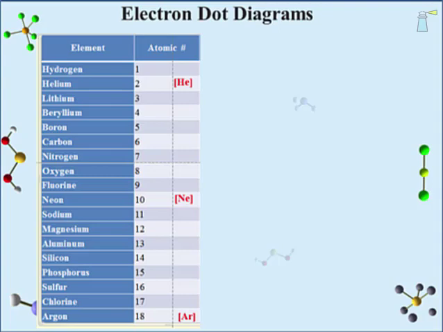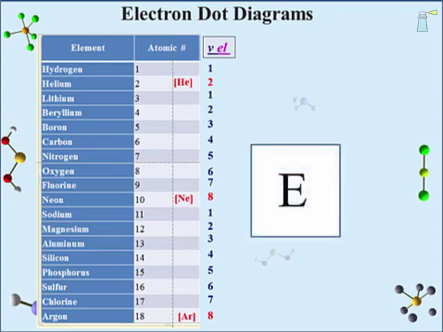Listed here are the first 18 elements by atomic number. Added is a column that gives the number of valence electrons for each element. Every dot structure will start with the element symbol. We will use a generic element symbol E as a demonstration. We will say that it can hold up to 8 valence electrons.